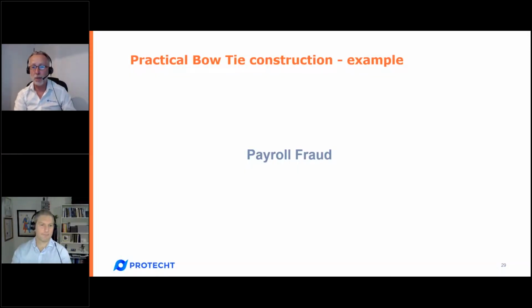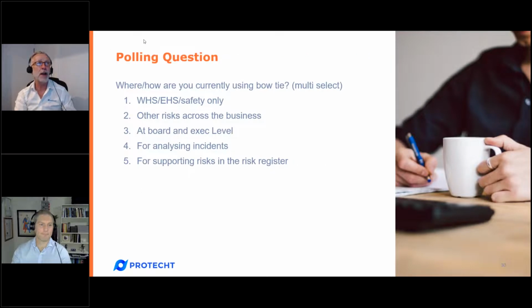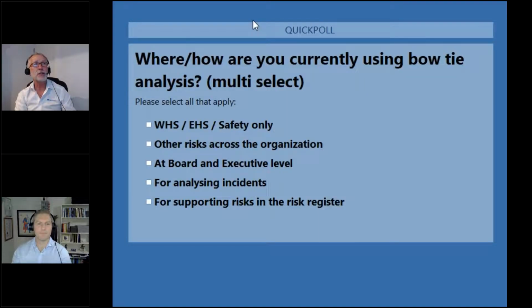Okay, now we've got one more polling question, which I'm going to do with you now before we move on to the final piece. Launch, and I'm just interested, for those of you using bow ties, whereabouts are you using them? Typically workplace safety is a very common way, but I'd love to know, and it's also multi-select, whether you do other risk, board level and incidents. How you are using it at the moment would be really useful. I'll give you a little bit longer because it's multi-select, but another 30 seconds or so.